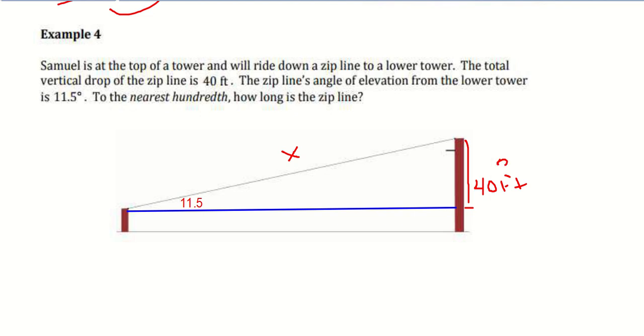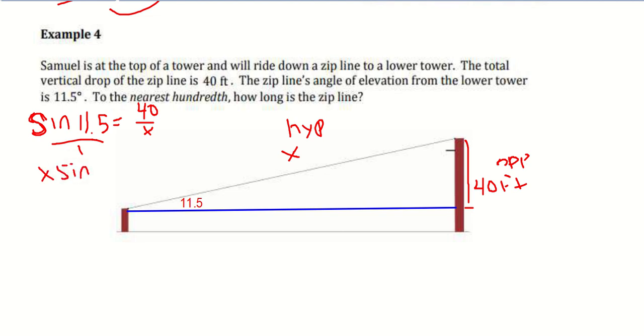So we have the opposite side, the 40, and the hypotenuse is x. So we're going to do sine. Remember, sine of the angle, which is 11.5 degrees, is equal to the opposite, which is 40, over the hypotenuse. We're going to cross multiply. X times the sine of 11.5 is equal to 40. And we'll divide by the sine of 11.5, and we'll have our answer.